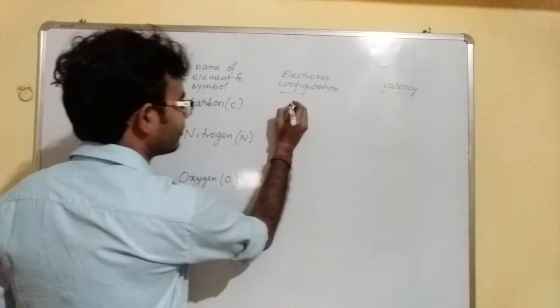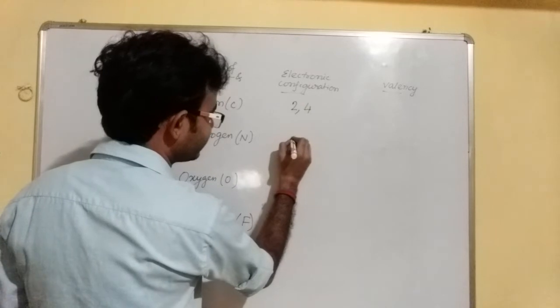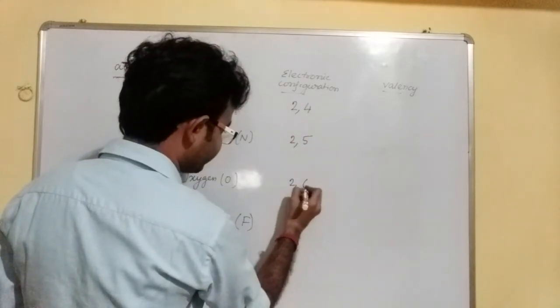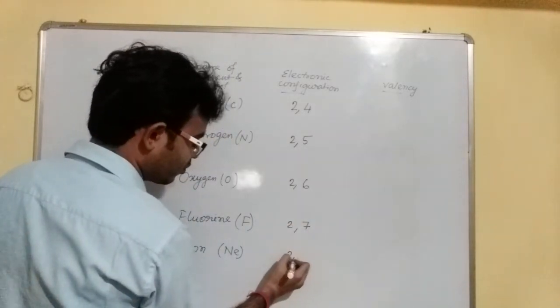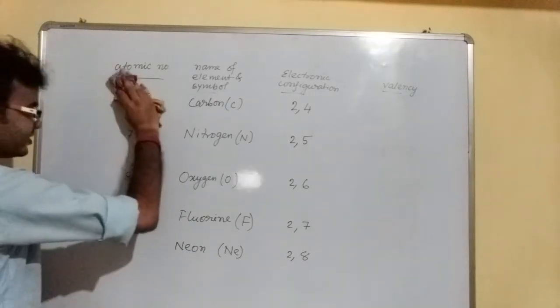So here the electronic configuration of carbon is 2, 4. For nitrogen it is 2, 5. Oxygen is 2, 6. Fluorine is 2, 7. Neon is 2, 8. Got it? Next.